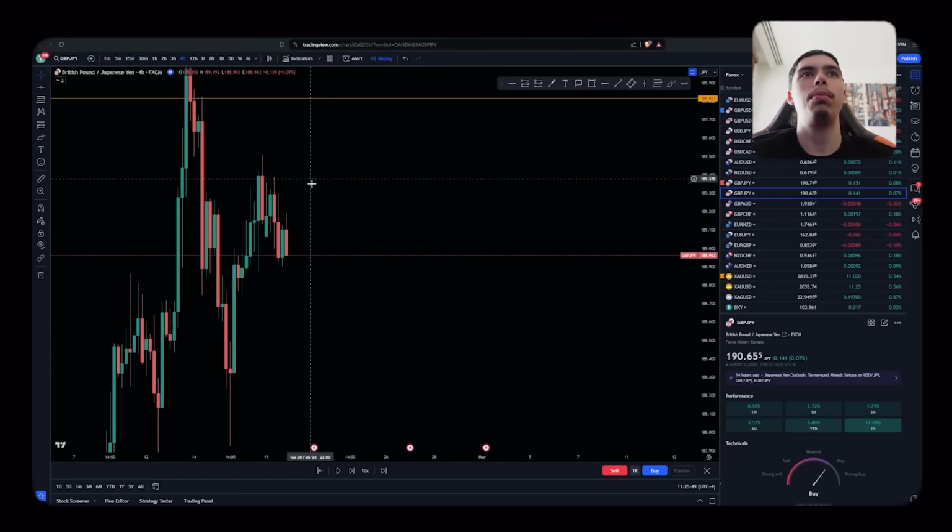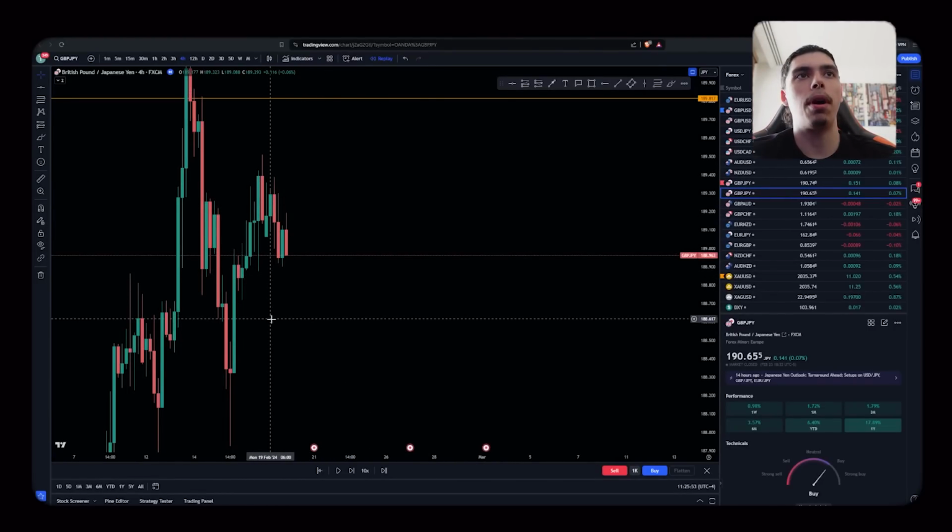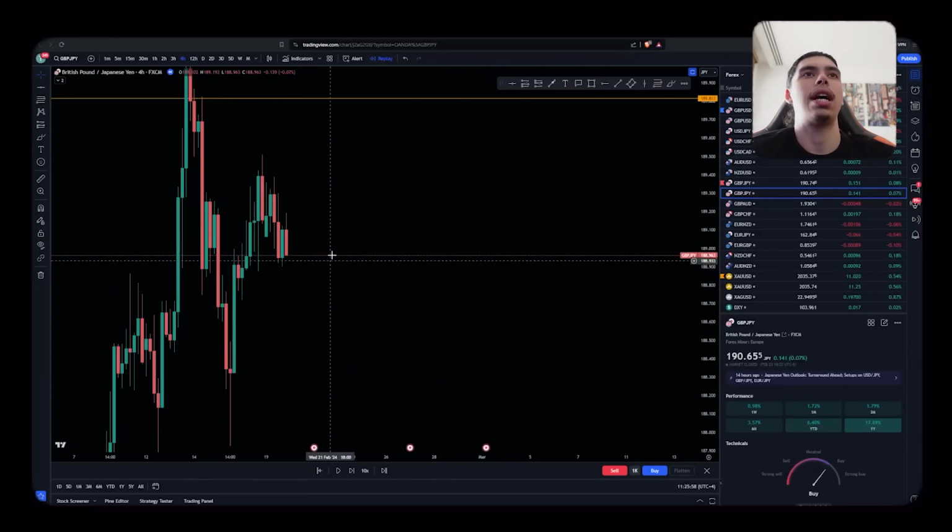So that means you don't need to be marking your resistance, because today you're only looking for sells. So you just need to be marking the levels that you expect price to go down to, because you're only looking for the downside direction.